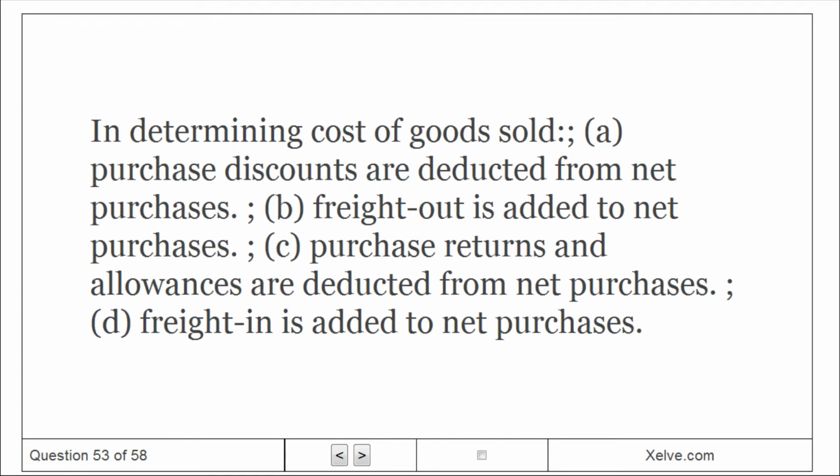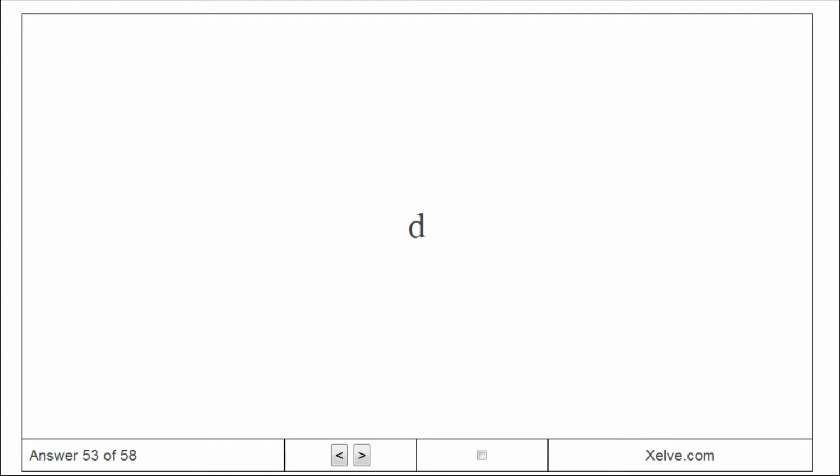In determining cost of goods sold, purchase discounts are deducted from net purchases. Freight out is added to net purchases. Purchase returns and allowances are deducted from net purchases. Freight in is added to net purchases. Answer: D.